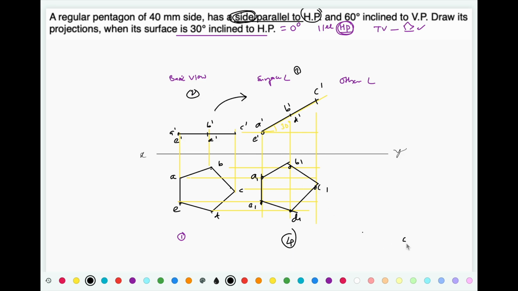Now after the fourth view, when you are going to draw a fifth step or a fifth view, similar to relation between 2 and 3, here we are going to draw the same pentagon here once again at different orientation, and that orientation is the side which is parallel to HP is 60 degree inclined to VP. So from XY line we'll draw one line inclined at 60 degree.